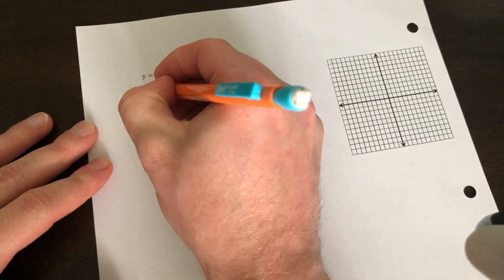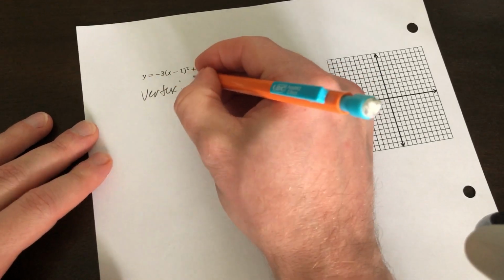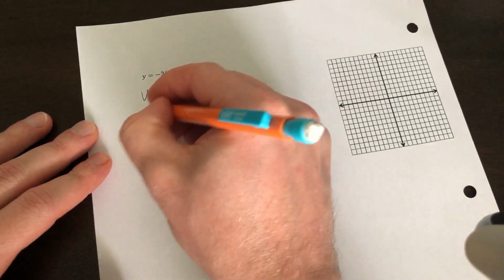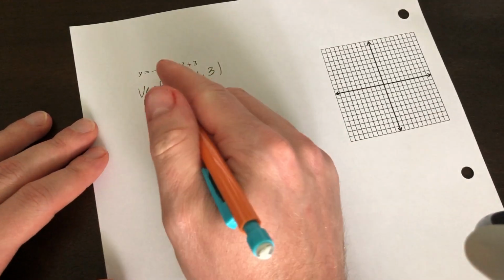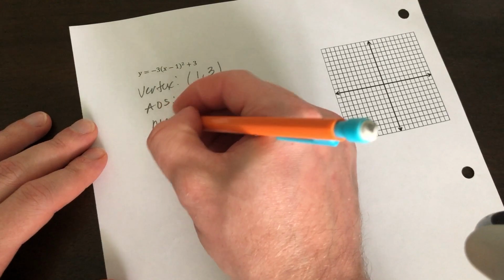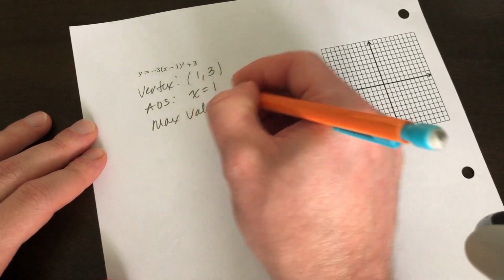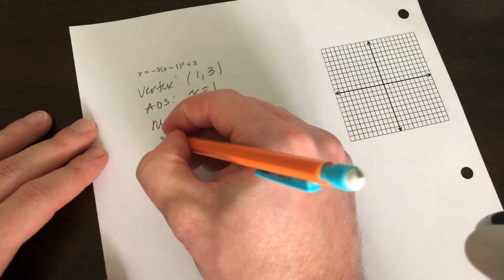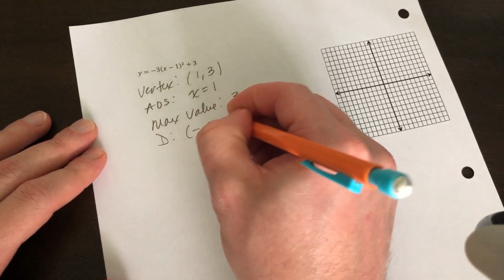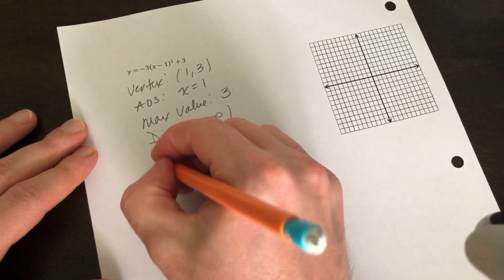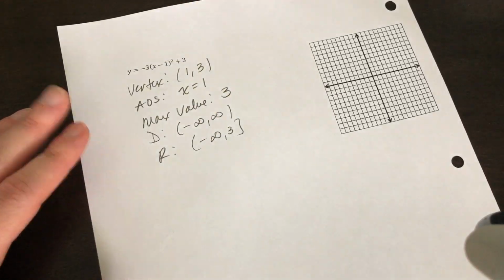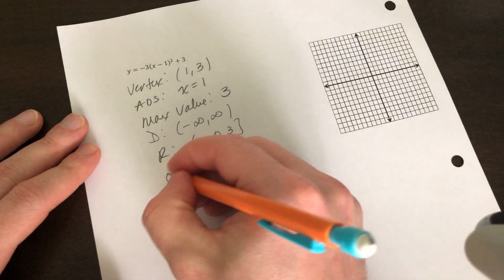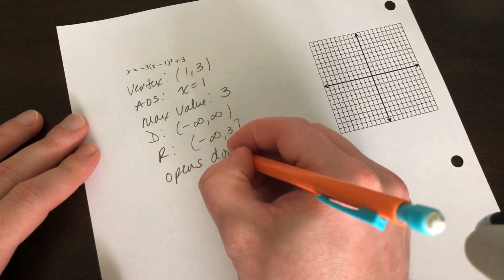Okay, last one, your vertex is going to be (1, 3). Your axis of symmetry is going to be the line x = 1. Since it opens downward, you're going to have a max value of 3. Your domain is negative infinity to positive infinity, always for parabolas. Your range, since that's your max value, we're going to go negative infinity to 3. And it opens down.